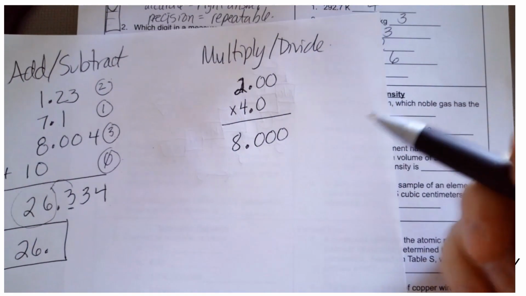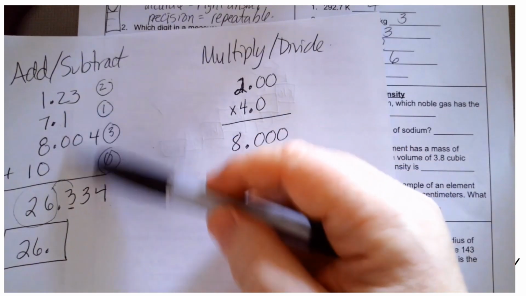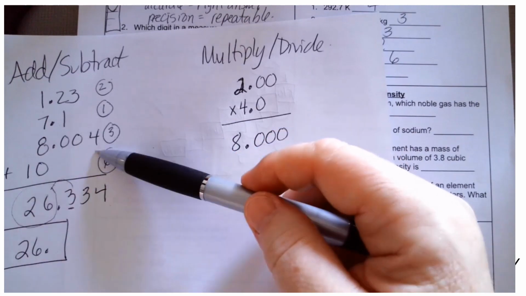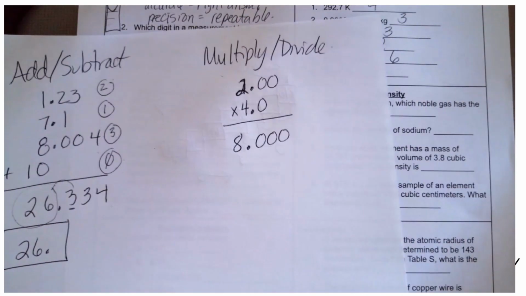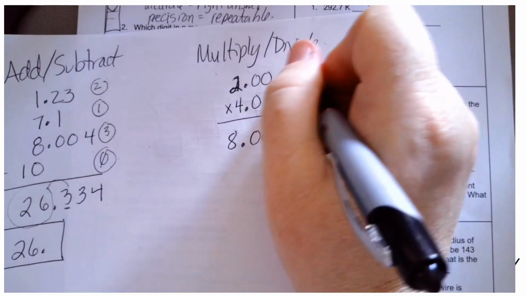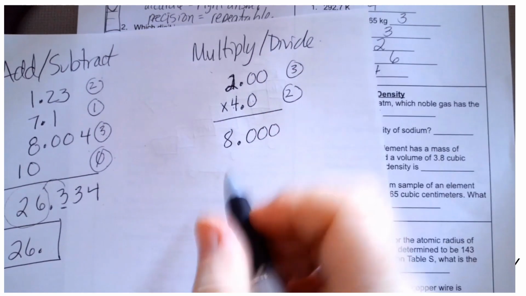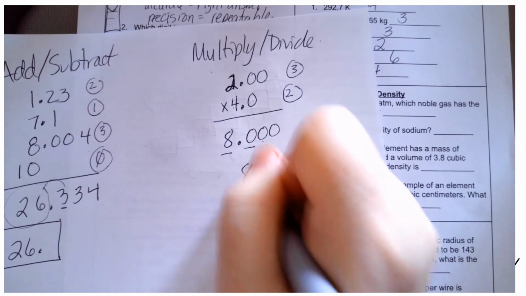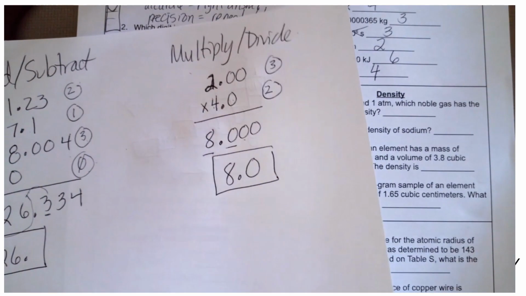All right. So now I need to decide how many significant figures. Now for adding and subtracting, we look for lowest number of digits after the decimal point. For multiplying and dividing, we look for lowest total number of significant figures. So this has 1, 2, 3 significant figures. This has 1, 2 significant figures. That means my answer needs 2 significant figures. That's a 0, so I round down. So it's going to be this, okay?